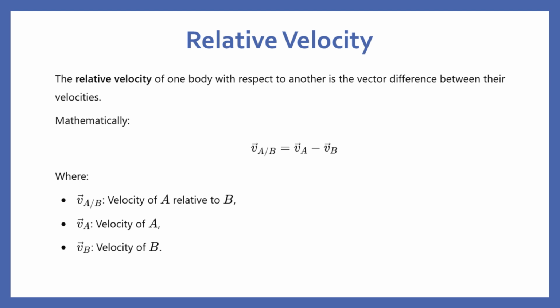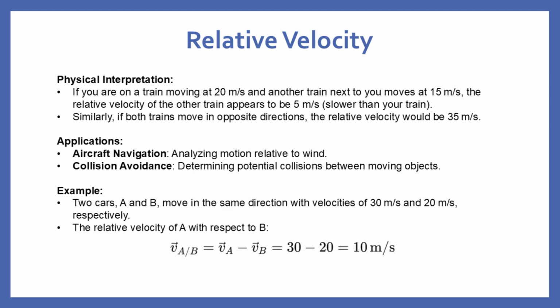The formula for relative velocity is the velocity of A relative to B equals the velocity of A minus the velocity of B. This concept is essential in many fields, such as navigation, where it helps determine the speed and direction of a moving object concerning another. In this continuation of relative velocity, we dive deeper into practical applications.